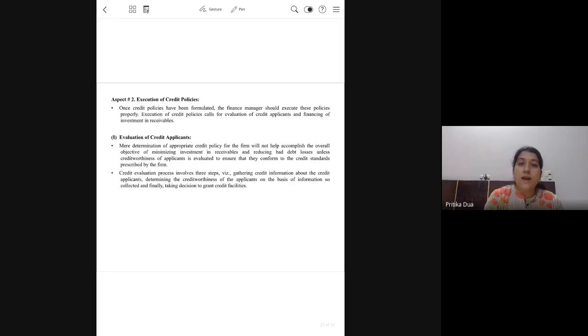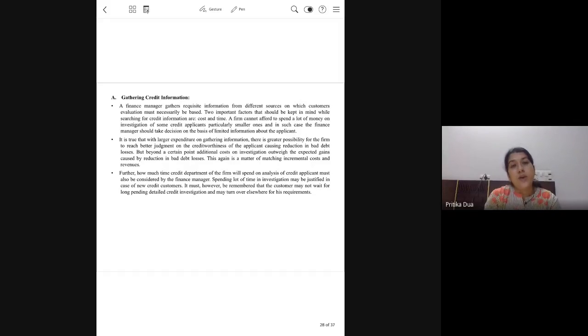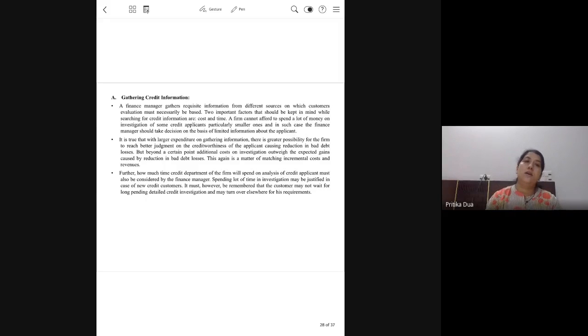First is evaluation of credit applications. You do a background check of each customer who is approaching the business for credit purchases. How do you do that background check? You try to gather information on the credit history of the customer, whether that customer has availed credit facilities in the past and to what extent he has performed the credit successfully, that is, he has paid off the debt which he has taken successfully.